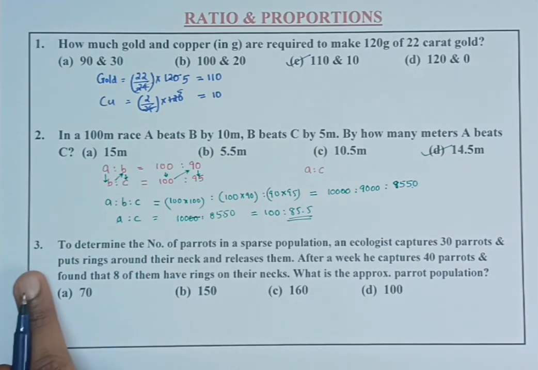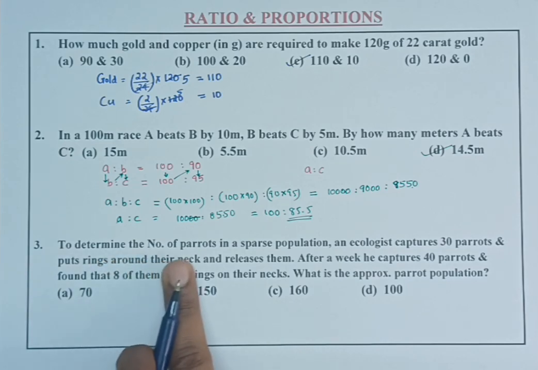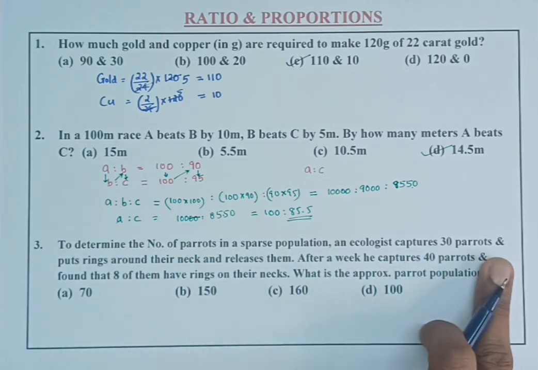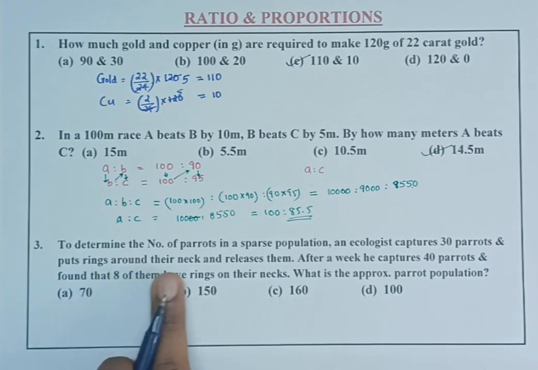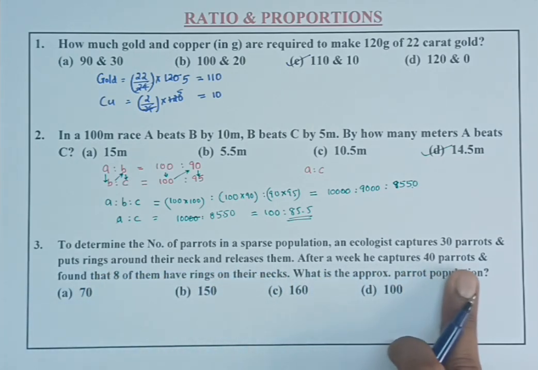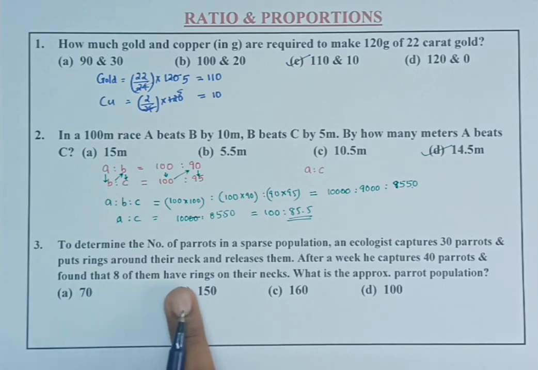Next question. To determine the number of parrots in a sparse population, an ecologist captures 30 parrots, puts rings around their necks and releases them. After a week, he captures 40 parrots and finds that 8 of them have rings on their necks. What is the approximate parrot population?